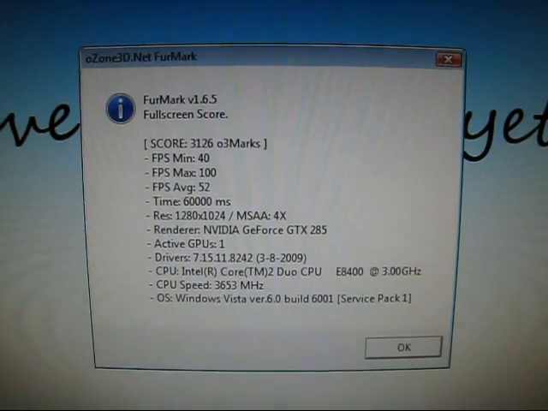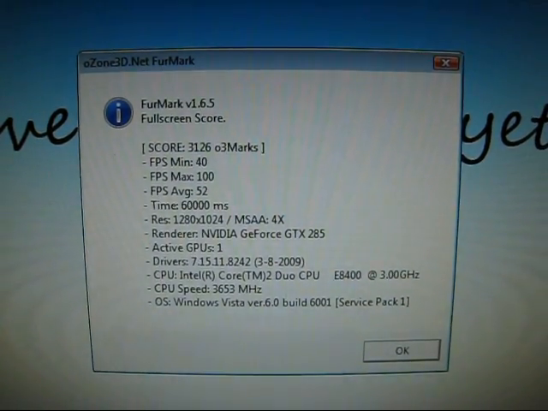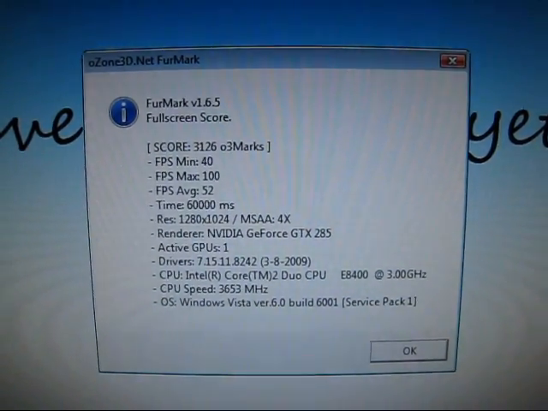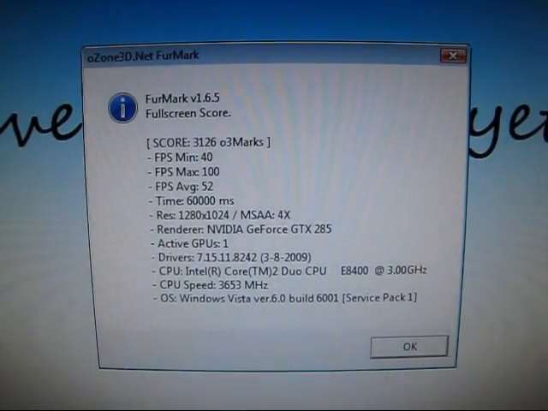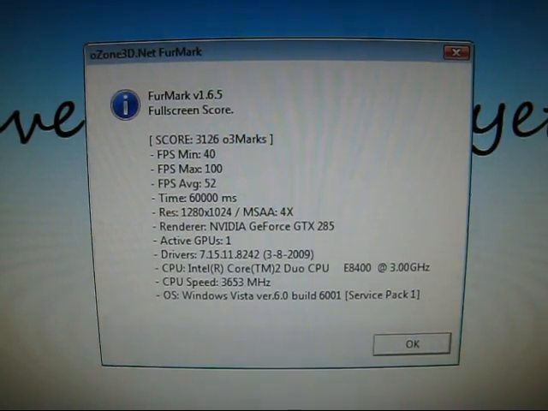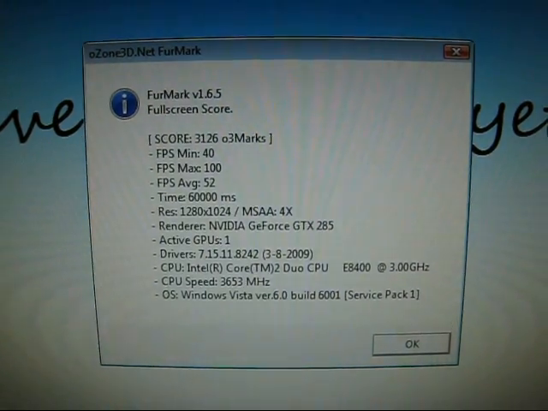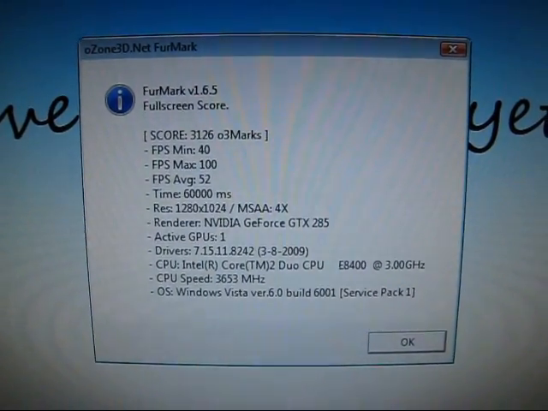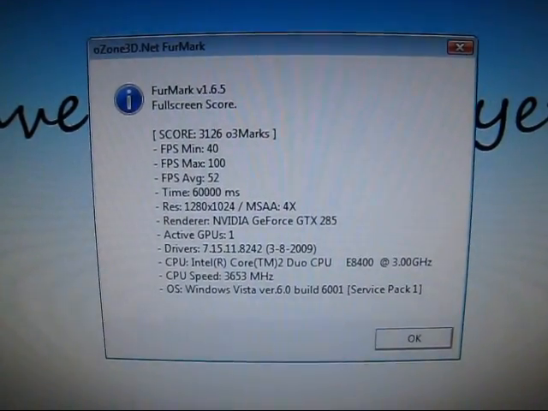Okay, here is the final score for the Furmark. As you can see, the score is 3126, and we have a minimum frame rate of 40 to a max of 100. The average frame rate will be around 52. Okay, now we shall try running the 3D Mark Vantage.